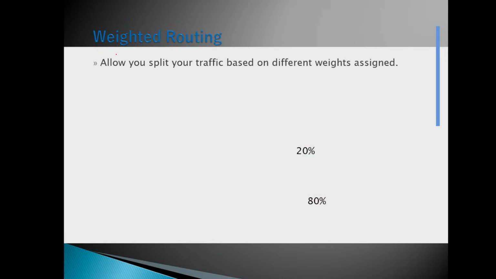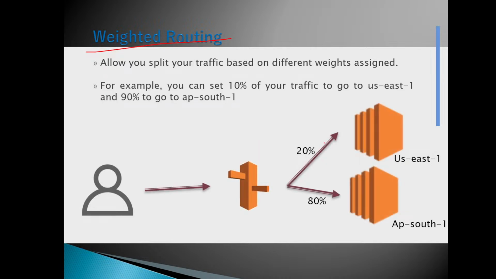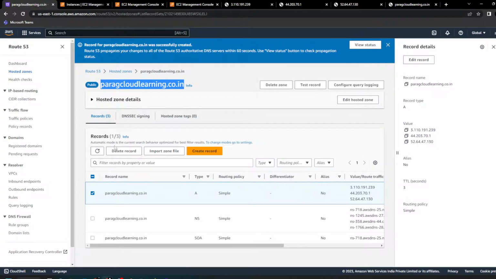Now the second type of routing is weighted routing. With weighted routing, you can define the weightage, that is, what percentage of traffic you want to send to the different endpoints. It allows you to split your traffic based on the weightage assigned. For example, you can set 10% of traffic to go to US East 1 and 90% to AP South 1. Okay, that's simple.